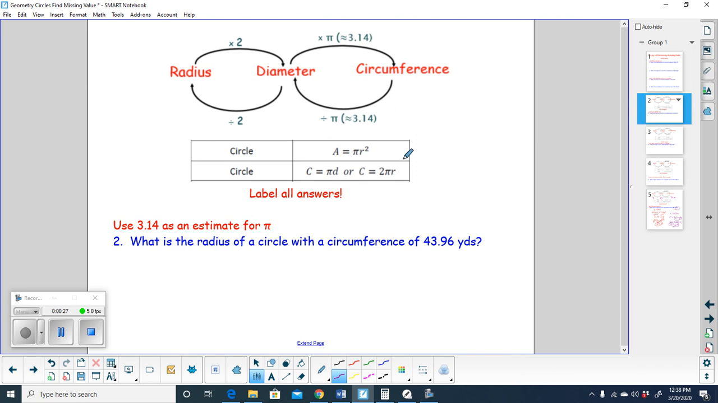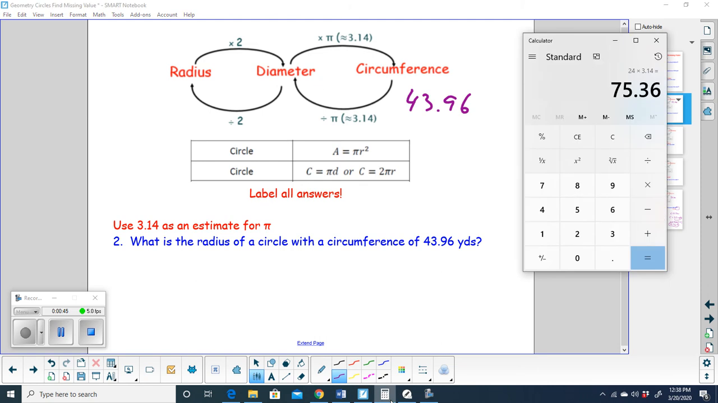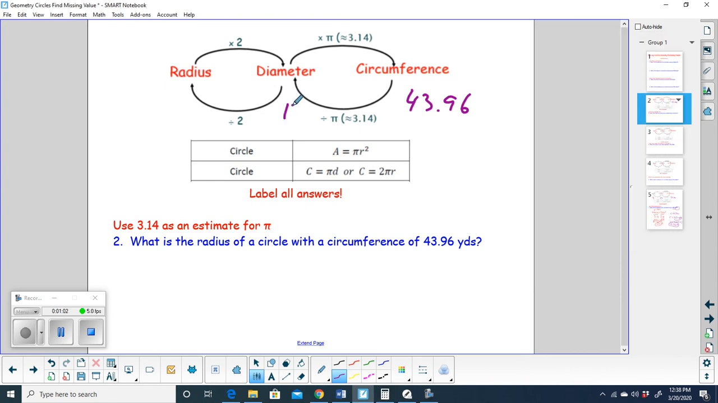All right. Well, I'm going to start with this little chart that I've shown you: circumference, diameter, radius. So if the circumference is 43.96, to go from circumference to diameter, I divide by pi. We're going to use 3.14 as our estimate for pi. So 43.96 divided by 3.14 is equal to 14. So our diameter is 14 units. In this case, it's yards.